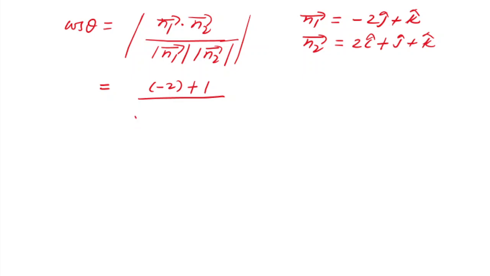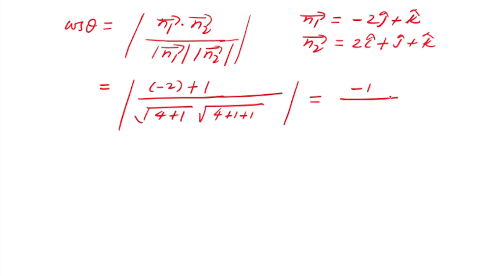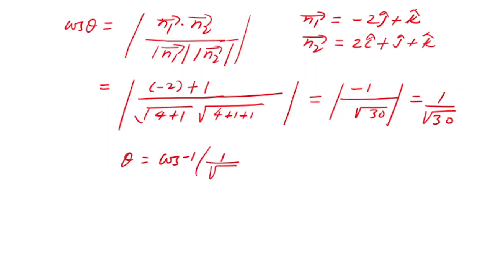And then the magnitude. Minus 2 square plus 1 square, so 4 plus 1. And for the second vector, 2 square is 4, 1 square is 1, and 1 square is 1. So this is what we are getting. We are taking the mod of it, so I will get minus 1 by under root 5 and under root 6, which I can write as under root 30. So taking the mod, it is equal to 1 by under root 30. So cos theta is this, so theta is equal to cos inverse of 1 by under root 30. So this is the angle between the two surfaces.